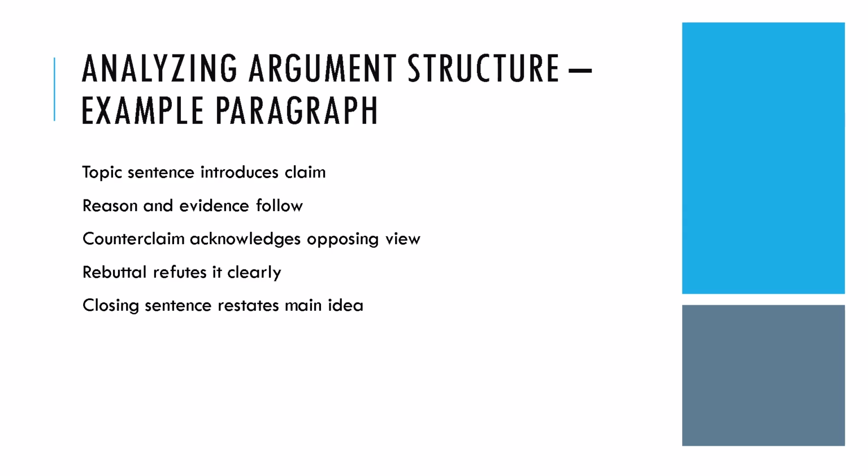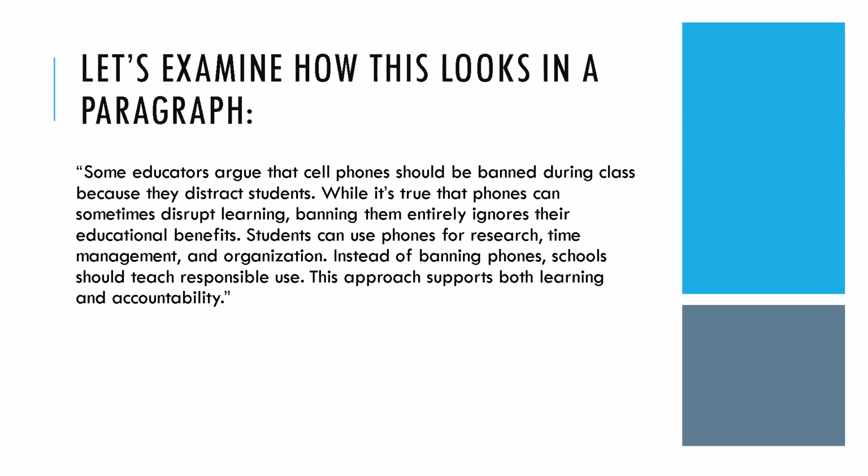So let's look at an example paragraph. We want the topic sentence to introduce a claim. We want the reason and evidence to follow. We want a counterclaim that acknowledges an opposing view, a rebuttal that refutes it clearly, and a closing sentence that restates the main idea. So here's our example paragraph here.